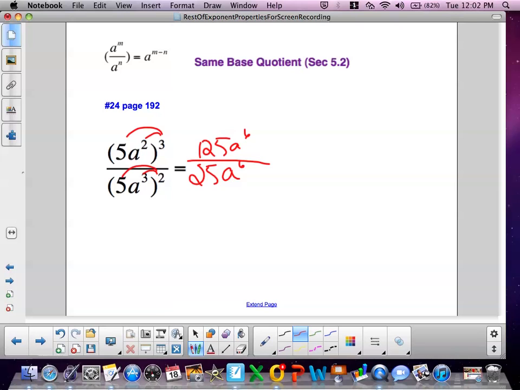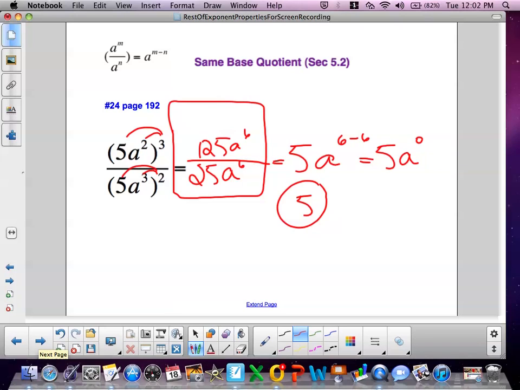You can see that 125 divided by 25 is 5. Write a one time, and then just apply the property. Top power minus bottom power. This gives me 5a to the power of 0, which is just simply 5. And you could have easily reduced this without the properties, but I'm just showing you the example so that you know that the properties do hold true.